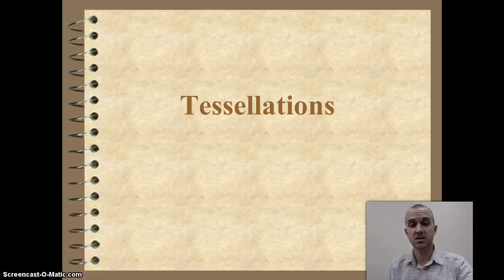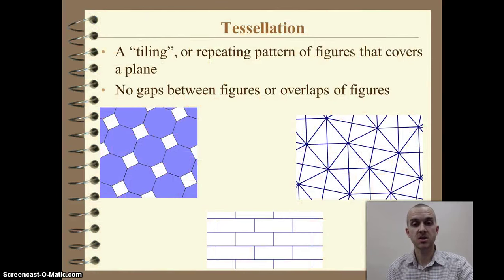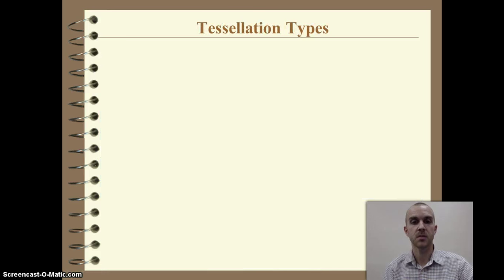In this video we'll discuss tessellations. Now tessellations are a repeating pattern of figures that cover a plane. There can't be gaps or overlaps in those figures. So here's three examples. A brick wall. Here is a common pattern you may see on a floor with octagons and squares. And here's a pattern that's made up of all sorts of triangles placed together.